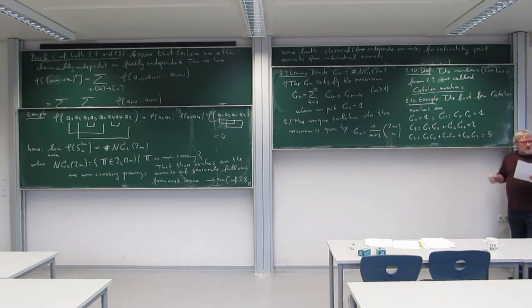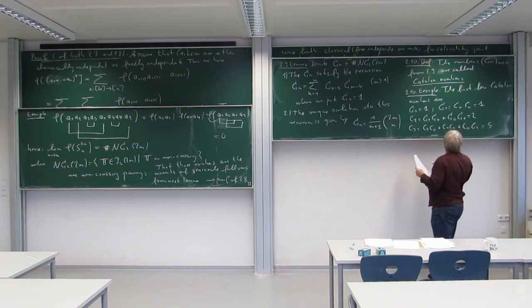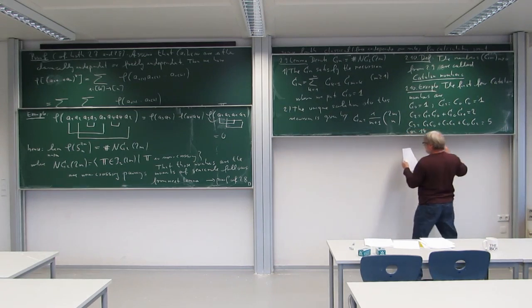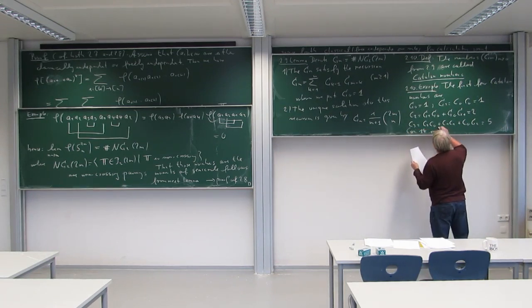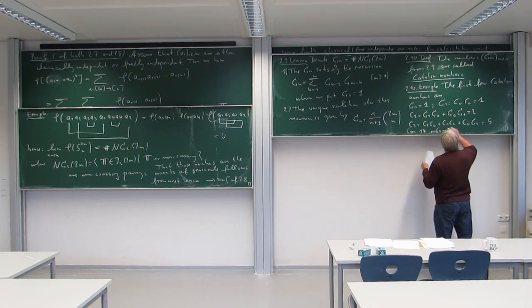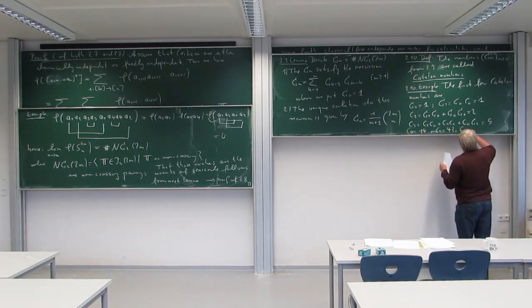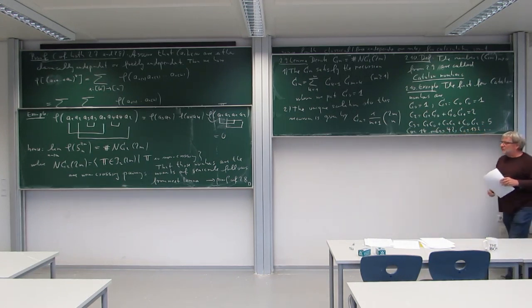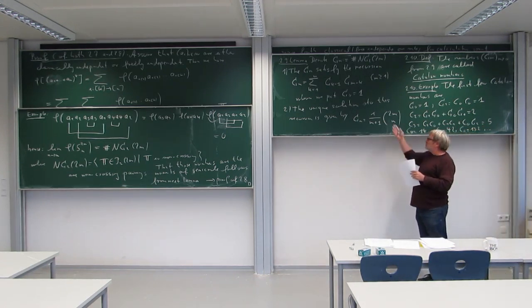And in the same way you can go on. So the next ones are: C4 is 14, C5 is 42, C6 is 132, and so on. And you should, of course, also check if this really is given by this complete formula.